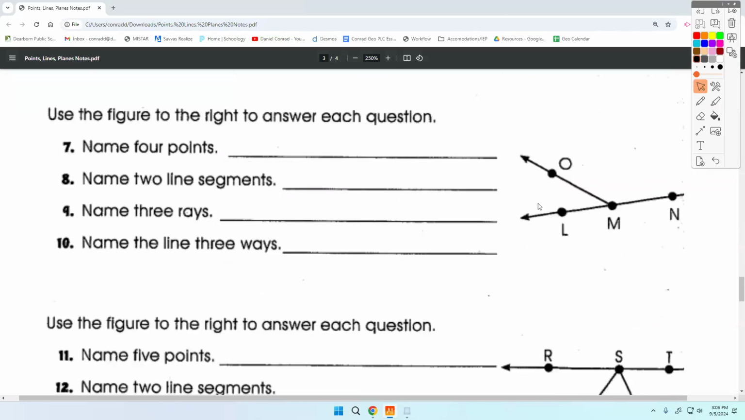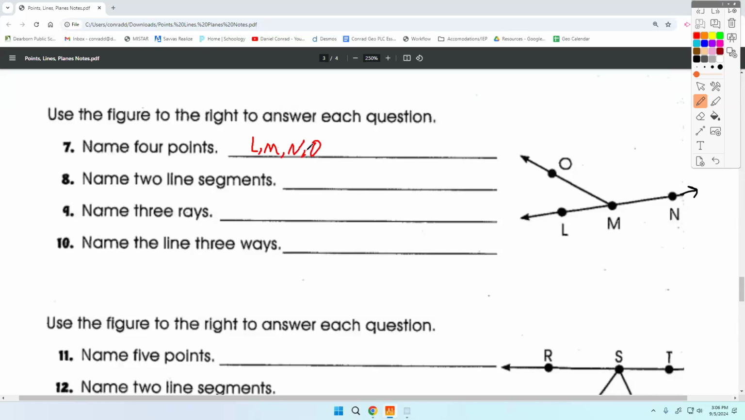Right, 7 through 10 here, we're using this diagram. It got cut off. This should be an arrow right here. So the first one is name the 4 points. Really there's an infinite number of points here. They don't show them all. They only show 4 of them. So we're going to put the 4 that they showed: L, M, N, and O.